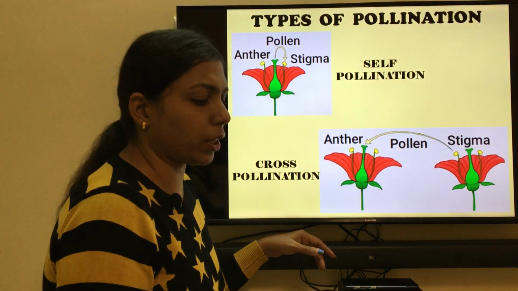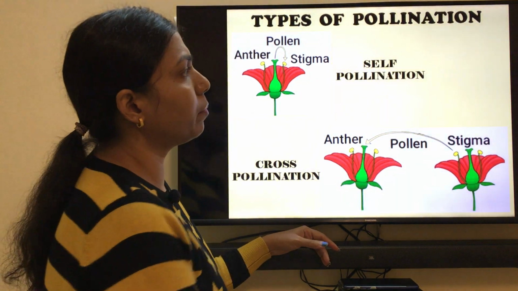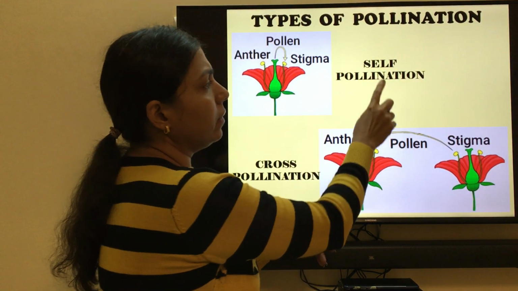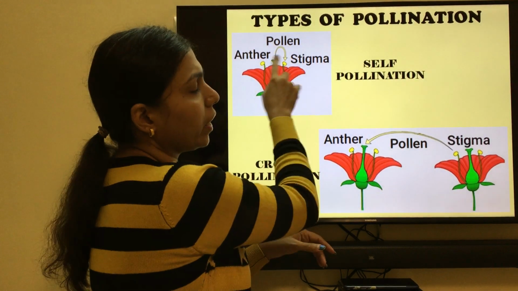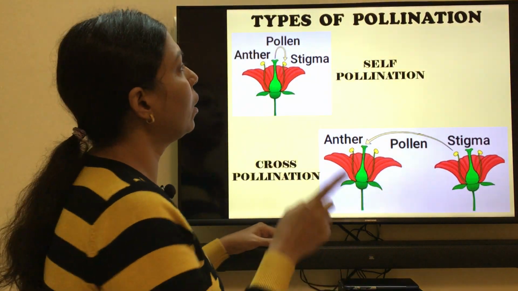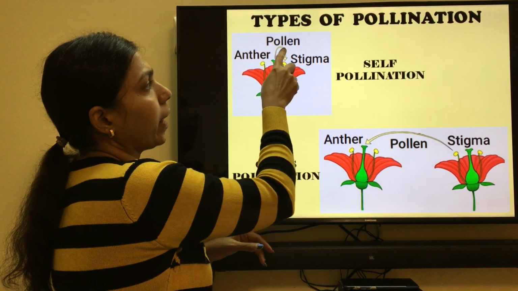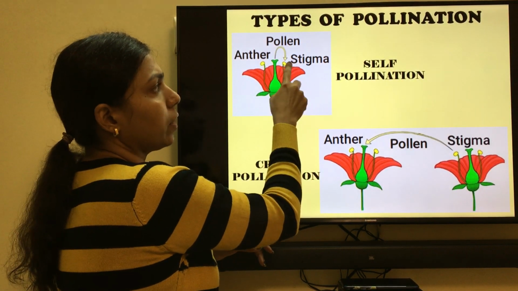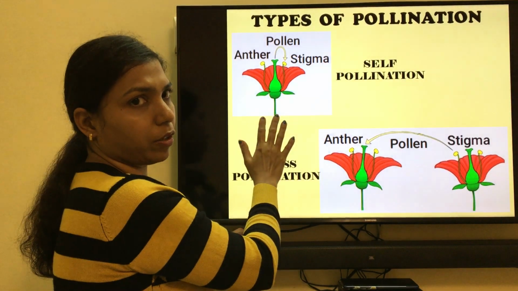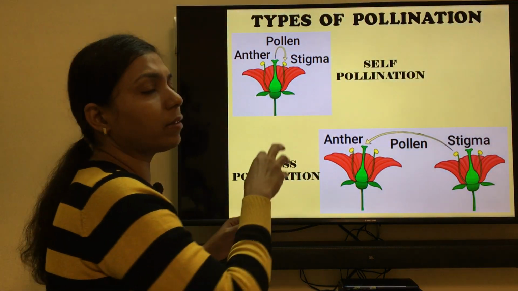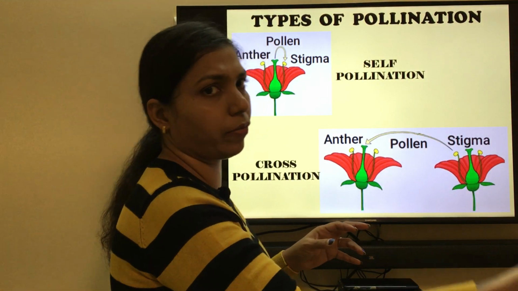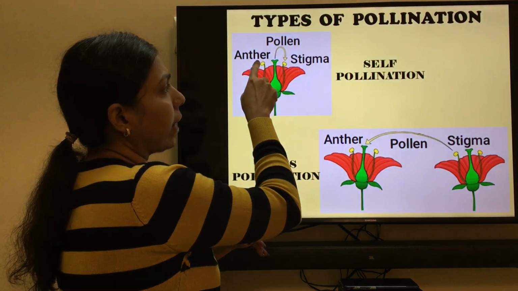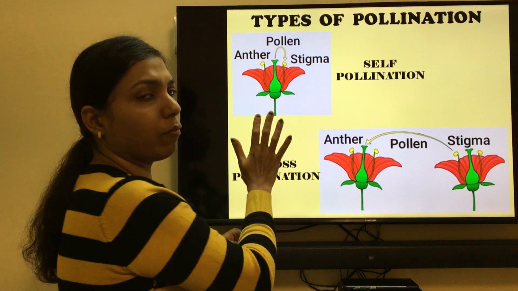Now, types of pollination. Pollination can either be self-pollination or cross-pollination. In self-pollination, you have only one flower involved. So, the pollen grain from the anther will get transferred to the stigma of the same flower. Okay, the pollen grains are not moving onto another flower. The pollen grains are remaining in the same flower, from the anther to the stigma of the same flower.